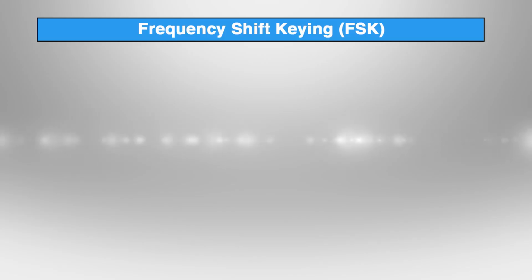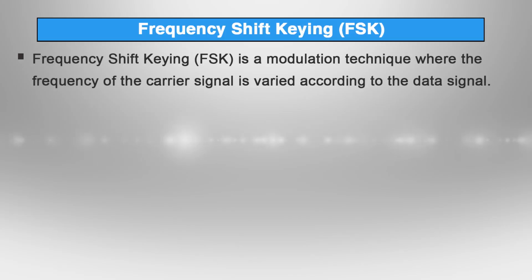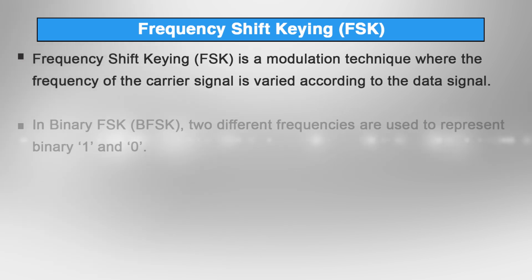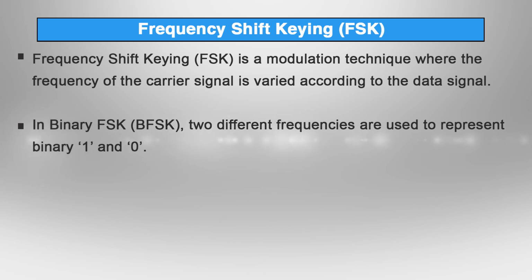Frequency shift keying: Frequency shift keying is a modulation technique where the frequency of the carrier signal is varied according to the data signal. In binary FSK, two different frequencies are used to represent binary 1 and 0. The carrier signal switches between these frequencies based on the data being transmitted.